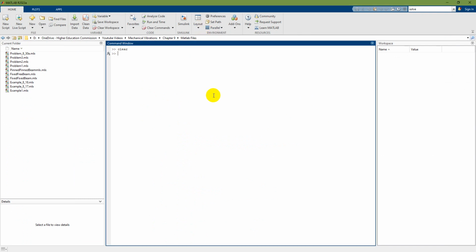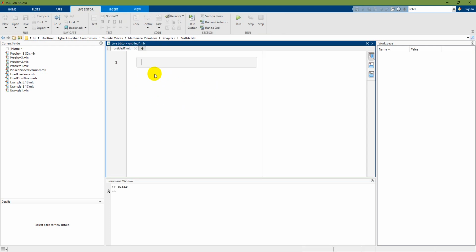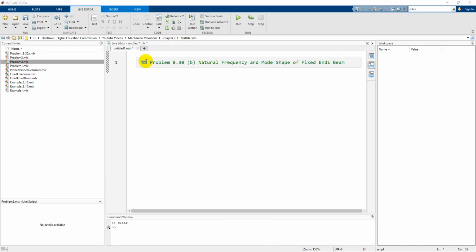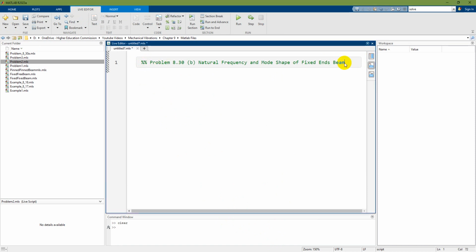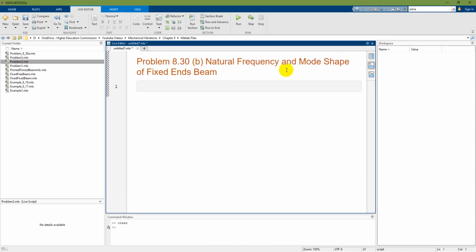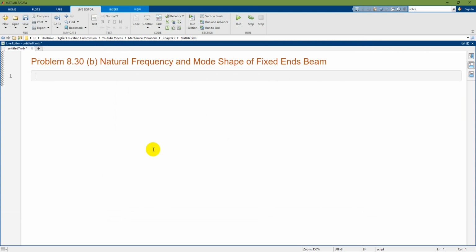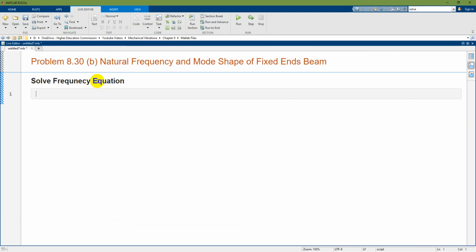I'm using the default layout, and I'm going to start a new live script. For a live script, you have two options: either output on the right or output inline. I'm using output inline. Here, a double percentage sign is for the title, and that is problem 8.30b, natural frequency and mode shape of fixed beam. I am going to maximize it, so it's being maximized here. The first thing is I need to solve the frequency equation, so I write solve frequency equation and press enter. It is now a heading here.